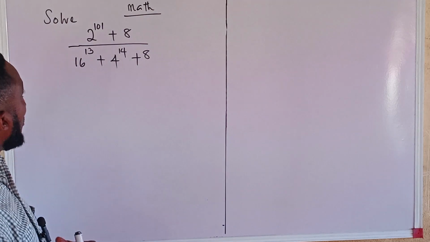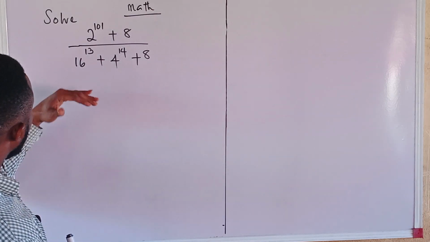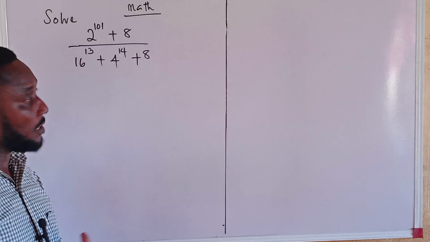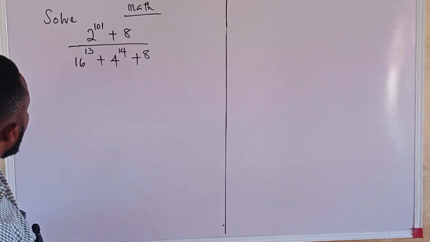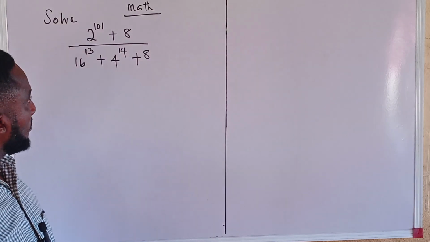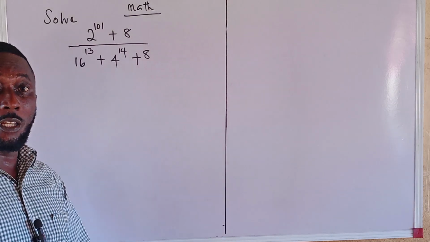So we have (2 to the power of 101 plus 8) all upon (16 to the power of 13 plus 4 to the power of 14 plus 8). As you can see, all the base numbers can be expressed in 2. Then I'm also going to use 2 intricate laws of exponents.